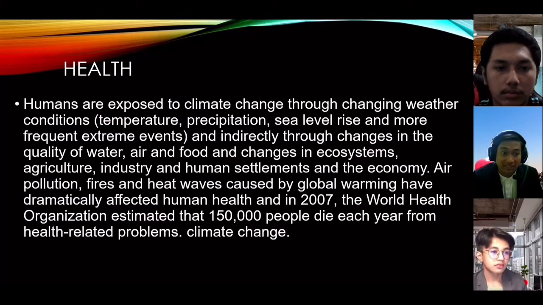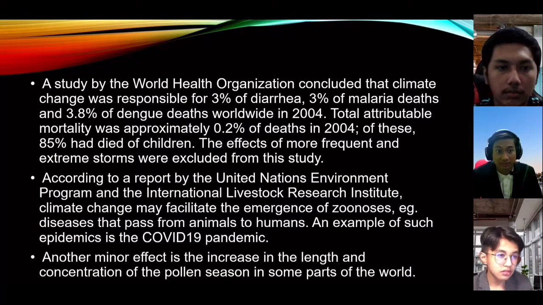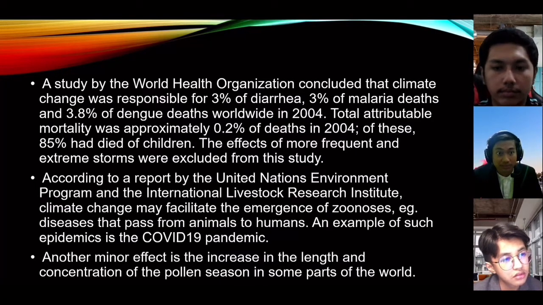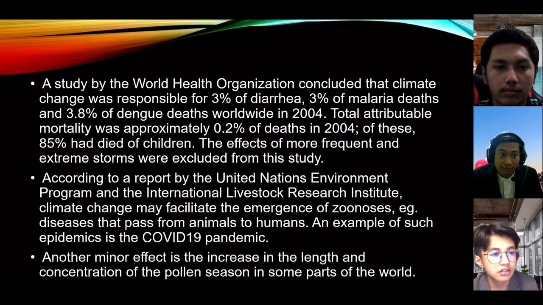In 2007, the World Health Organization, WHO, estimated that 150,000 people die each year from climate-related health problems. A study by the World Health Organization concluded that climate change was responsible for 3% of diarrhea, 3% of malaria deaths, and 3.8% of dengue deaths worldwide in 2004. Total attributed mortality was approximately 0.2% of deaths in 2004. Of this, 85% were children. The effects of more frequent and extreme storms were excluded from this study.